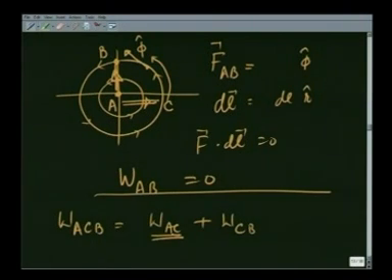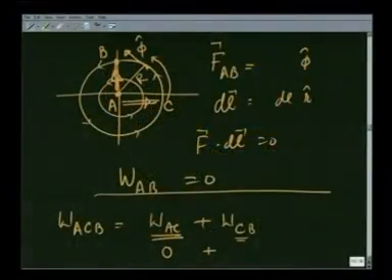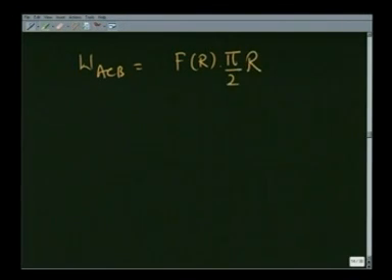Work from A to C is like work from A to B, therefore 0, but this is not, because here the displacement and the force both are in phi direction. In fact, if F depends only on the radial distance, then work A C B is going to be the force at radius r times pi over 2 r, which is non-zero.